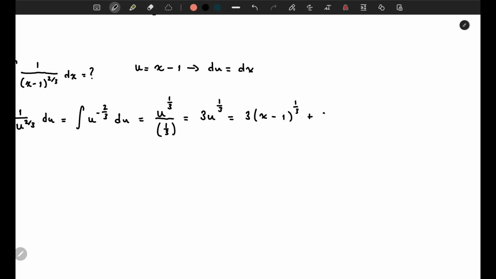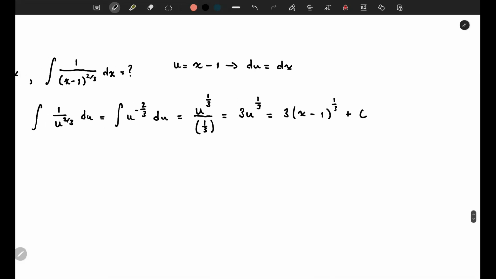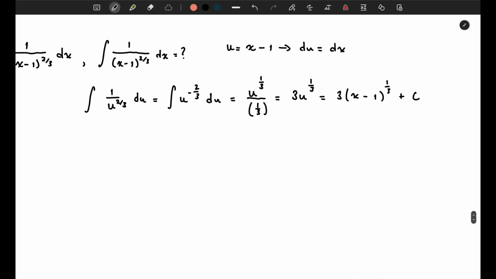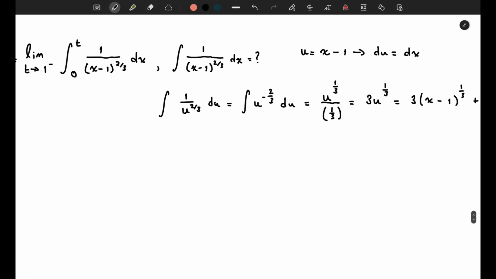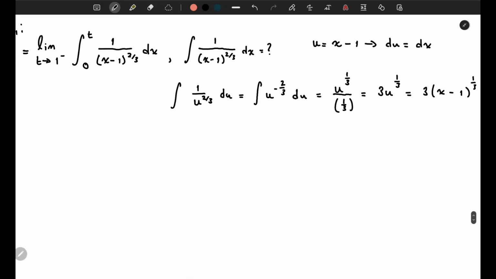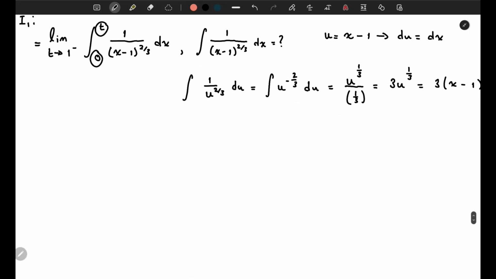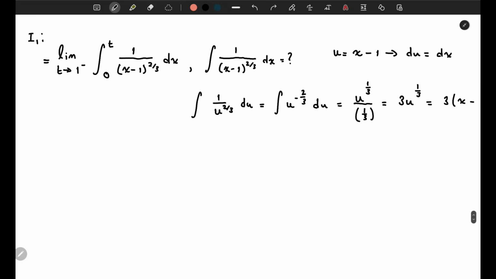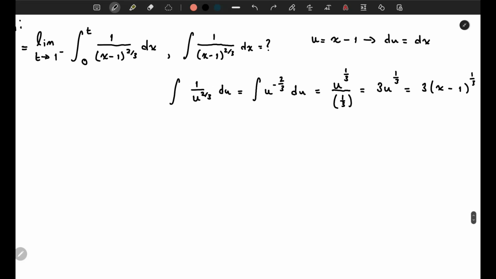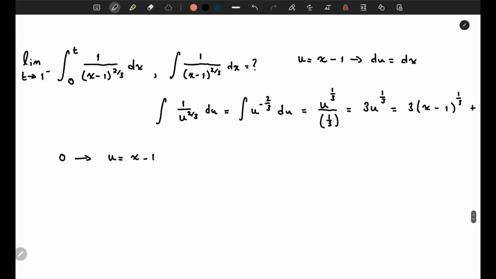over 3 plus C. However, since we are just simply evaluating, we can leave it as u, and we can actually just go ahead and change our bounds. So this 0 and t, let's change these bounds. So this means for 0, in this case, we would have u is equal to x minus 1, right? This is our u, and we would just plug in our bounds.